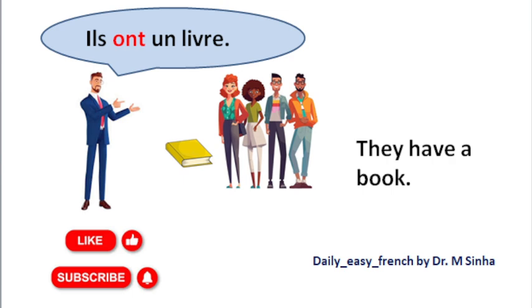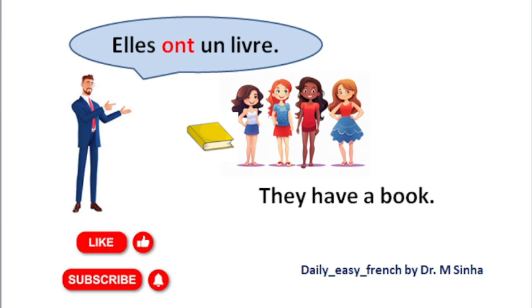If we want to say they have a book in a group where there are men and women both, we say ils ont un livre. Repeat with me. Ils ont un livre. Very good. Now we want to say they have a book in a group where there are only women, no men. We say elles ont un livre. Repeat with me. Elles ont un livre. Very good.